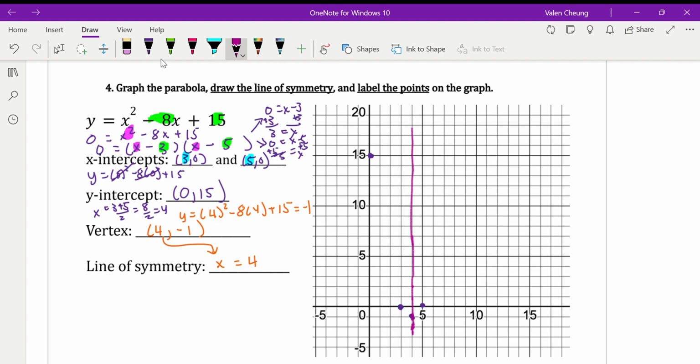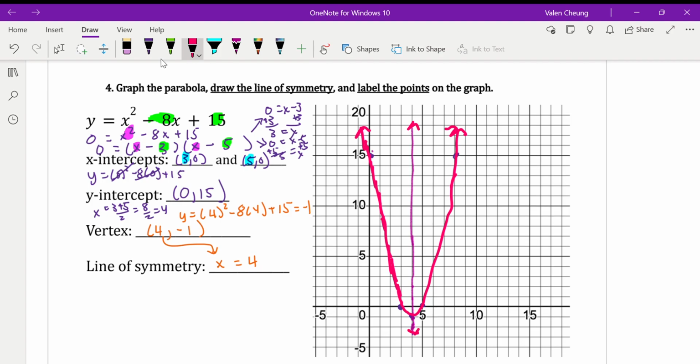And I can also count that the y-intercept was 1, 2, 3, 4 away. So 1, 2, 3, 4 away is another point, because it's got to be symmetrical. So now that I have these points, I can connect the parabola. So let's just sketch this out. And on your test, you're going to want to remember to label everything.